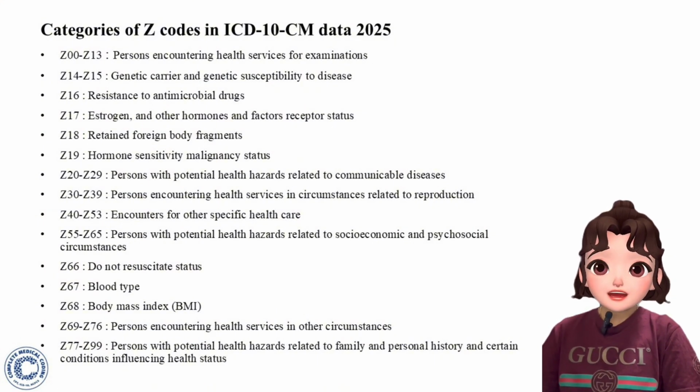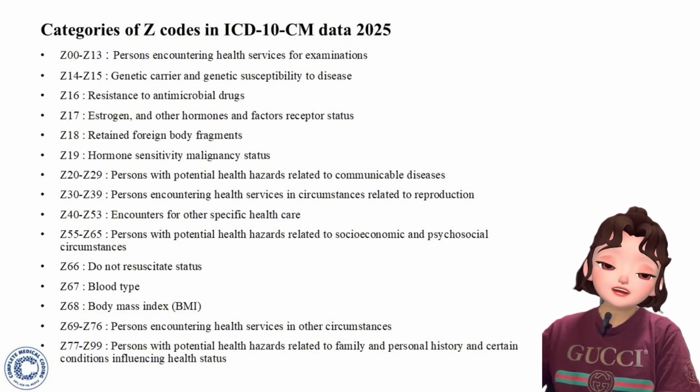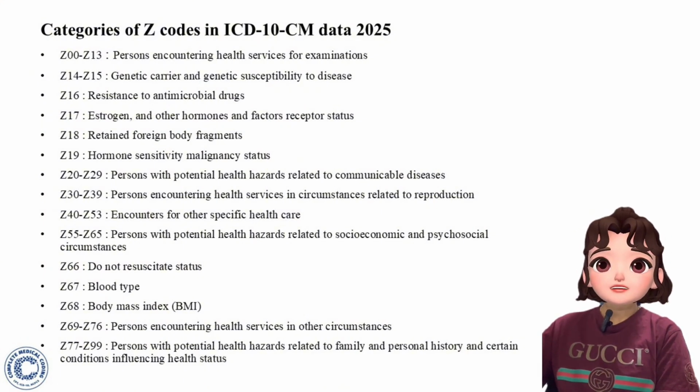Z69 to Z76. Persons encountering health services in other circumstances. Z77 to Z99. Persons with potential health hazards related to family and personal history and certain conditions influencing health status. These are certain categories just for you to understand what Z codes are all about.